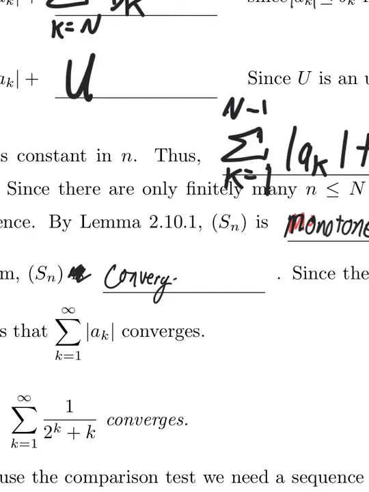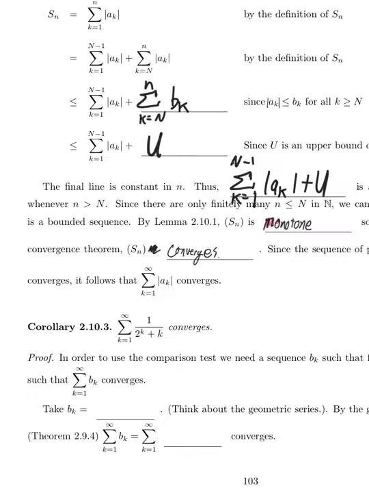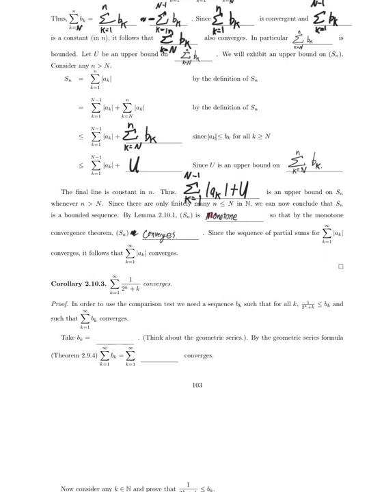And you know what? Let's write it this way. Converges, not is convergent. It's the same thing. Since the sequence of partial sums converges, it follows that the sum from k equals 1 to infinity of absolute AK converges. Notice this didn't tell you what the limit is. Okay, so let's use this to achieve something.